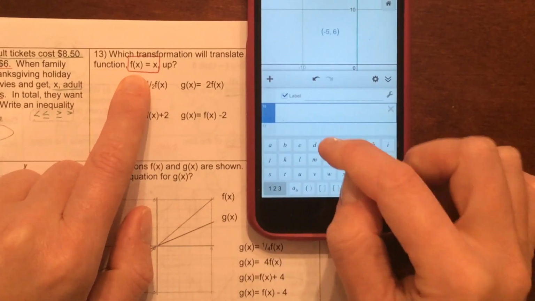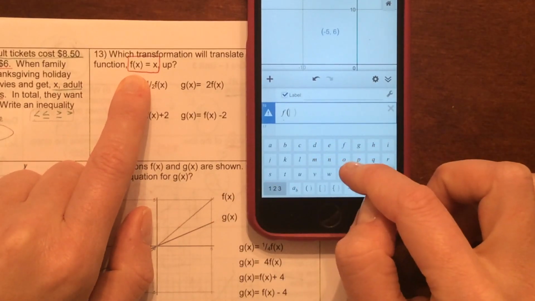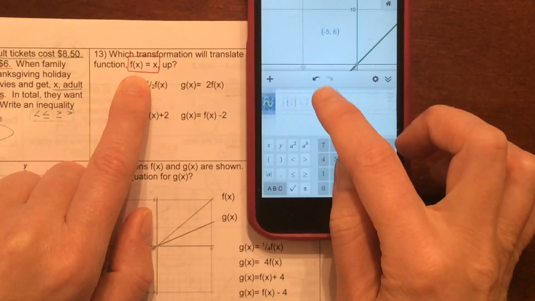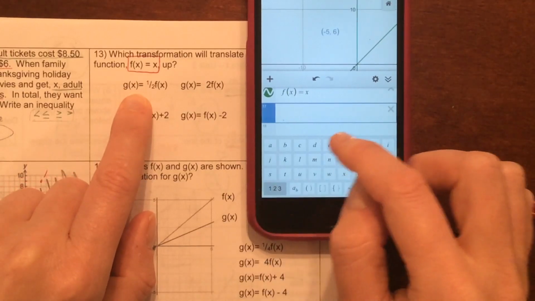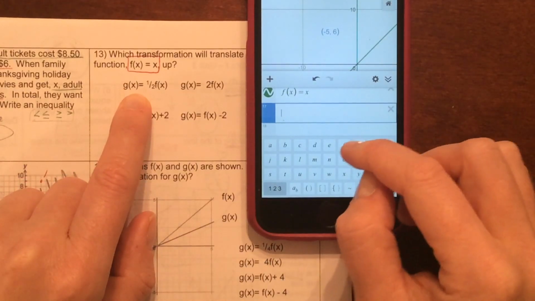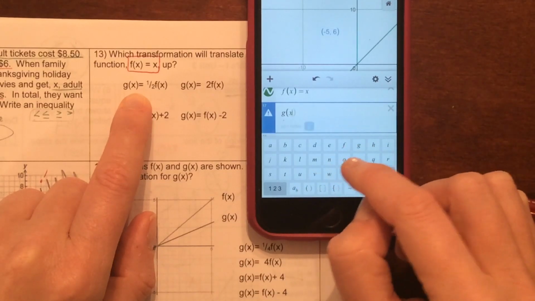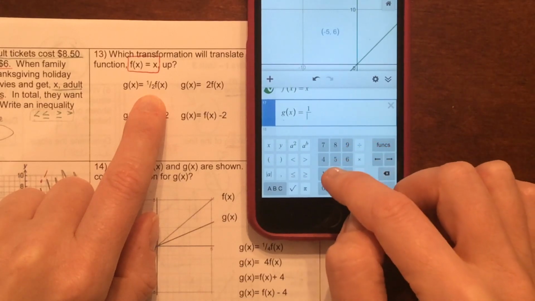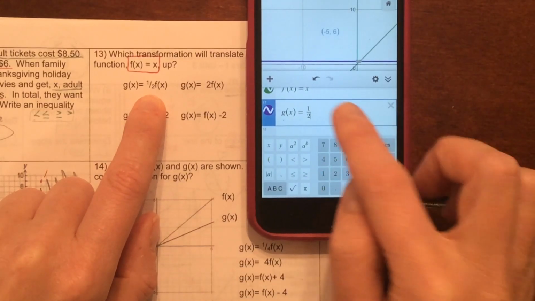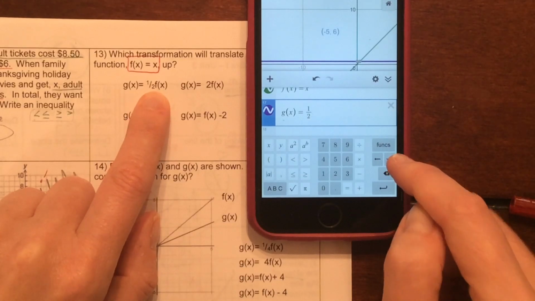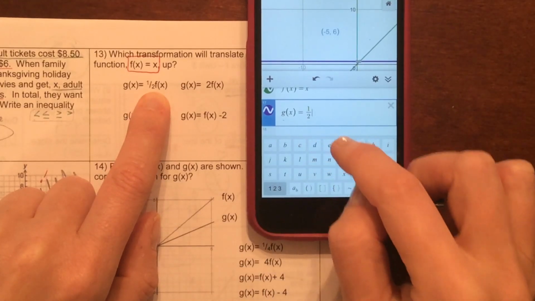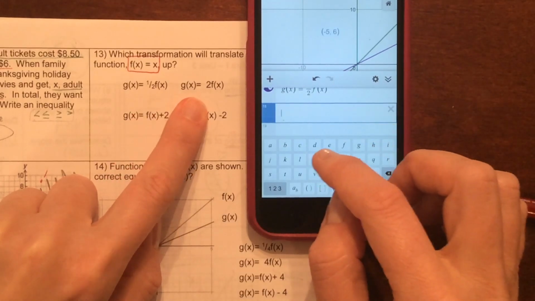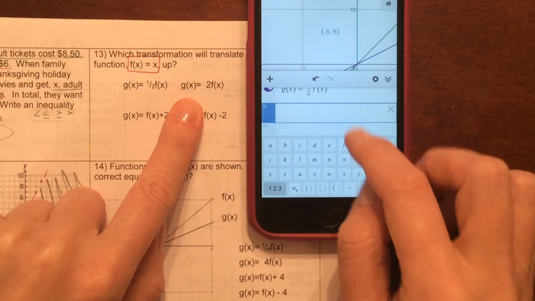So we're going to type in f of x, and if you need more time to type it in, just pause the video. F of x equals x. Underneath that, we can type in, and again, we're going to type it in exactly like we see it. g parentheses x equals, we have 1/2. To make a fraction, that just means divided. Either use your finger or the arrow key to get out of your fraction. F of x.